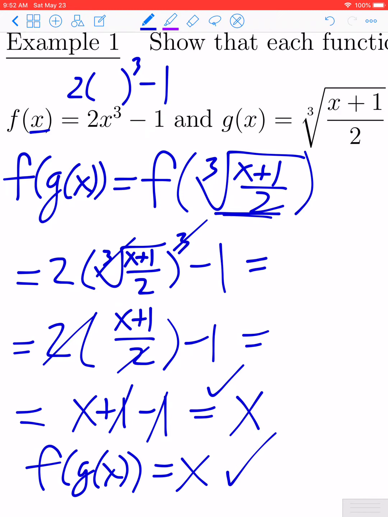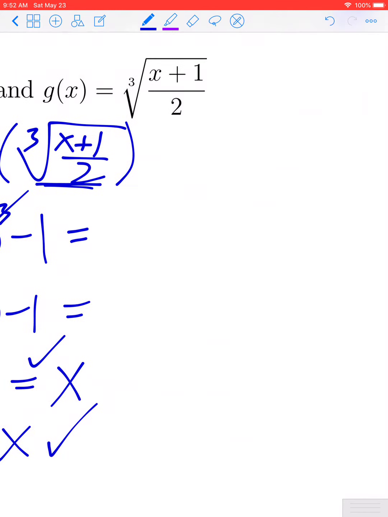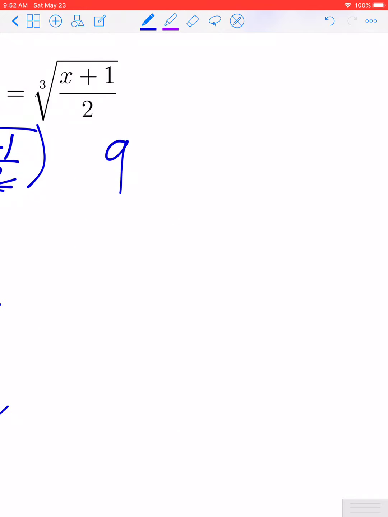However, we also need to show that the composition in the other order also gives us x. Now we're going to look at g of f of x.